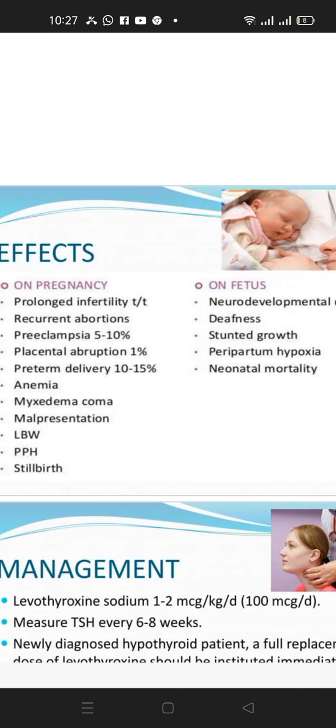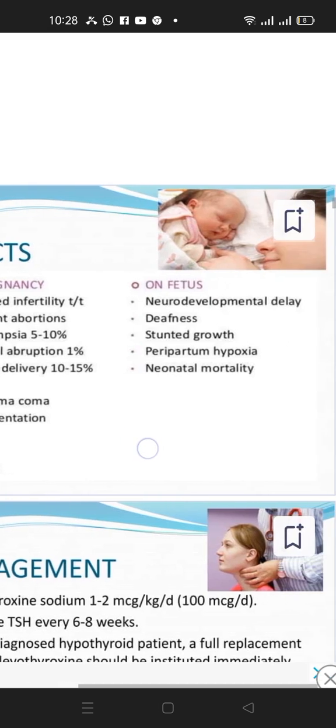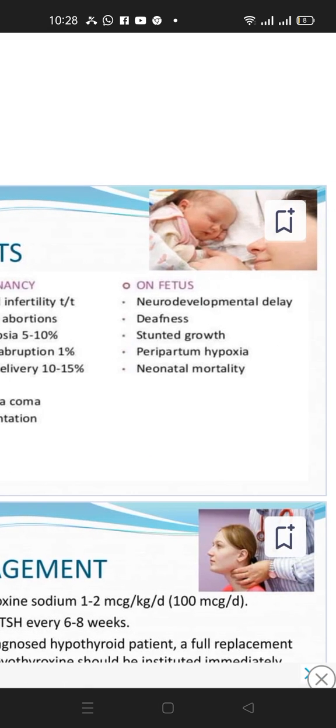Also there is a risk of recurrent abortions, preeclampsia, abruption, preterm delivery, and myxedema coma because of the hypothyroid condition. Malpresentation might be there, and stillbirth and low birth weight might be there. Similarly, we have discussed that the fetus is liable to have neurodevelopmental delay, cognitive defects, stunted growth, and also neonatal mortality.